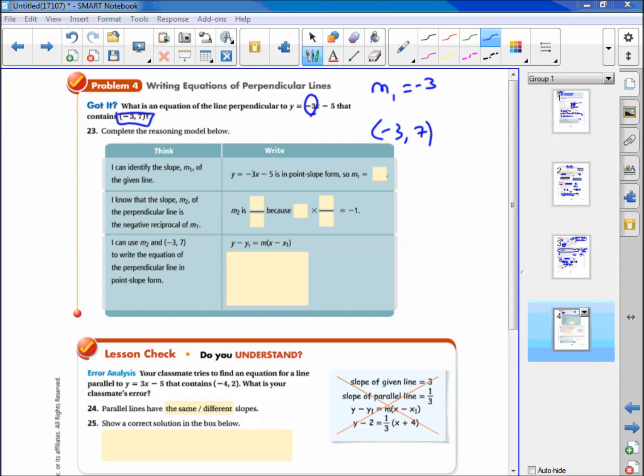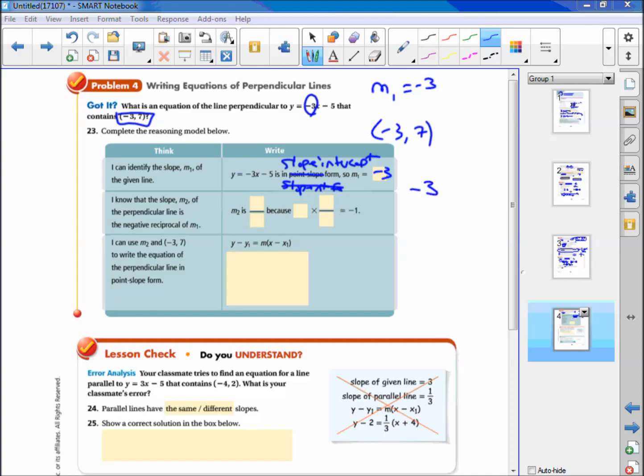So I can identify the slope M1 of the given line. Y equals -3x minus 5 is in, I should say, slope intercept form. So M1 is -3. Okay. And then I know that the slope of M2, the perpendicular, is going to be the negative reciprocal. And that's how we get them to multiply to -1.